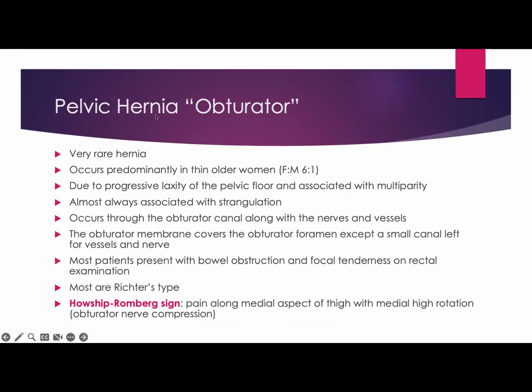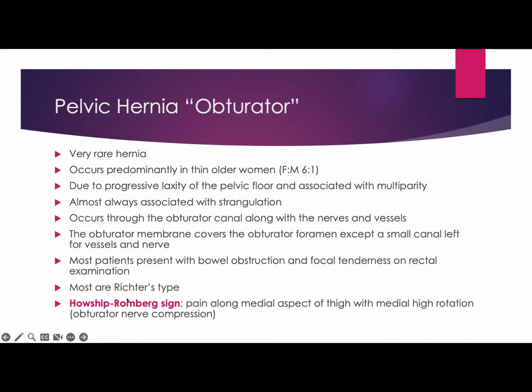Okay. And then we have the obturator hernia. Remember that it occurs predominantly in thin older women. Okay, so it's more common in females and specifically in older women, okay, and they are of the Richter's type. So do you remember what we said about the Richter's hernia, which is the antimesenteric involvement? So they're also at risk of strangulation.